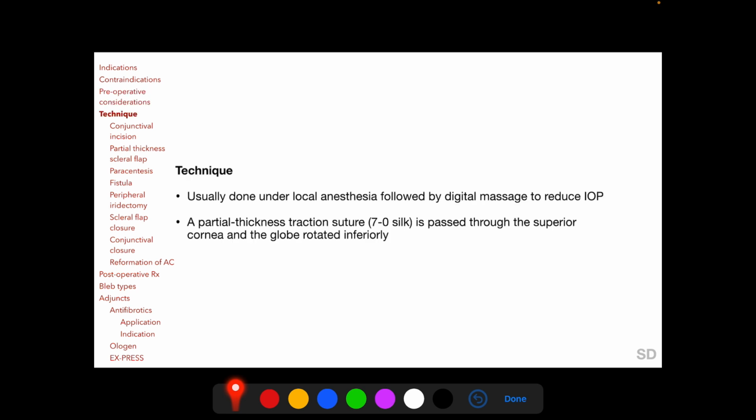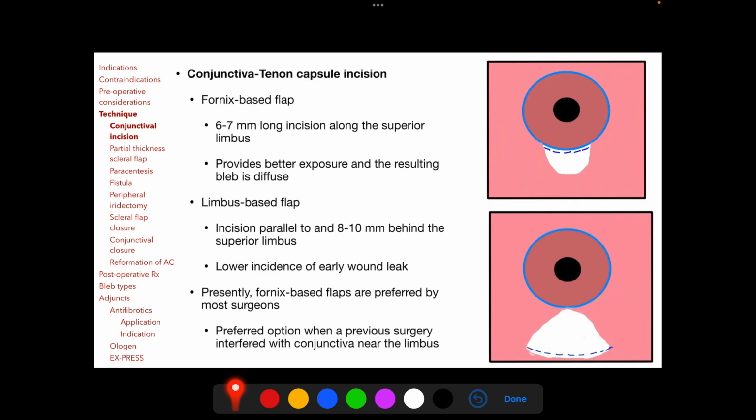Trabeculectomy is usually done under local anesthesia followed by digital massage to reduce intraocular pressure till the eye is soft to palpation, and a partial thickness traction suture is passed through the superior cornea and the globe rotated inferiorly for better exposure of the superior sclera. We'll be discussing the steps of the surgery diagrammatically before we see an actual surgical video, and the diagrams are oriented with respect to the surgeon's view.